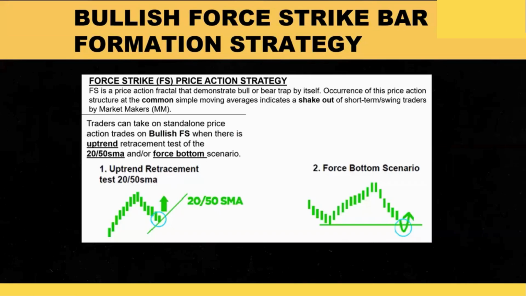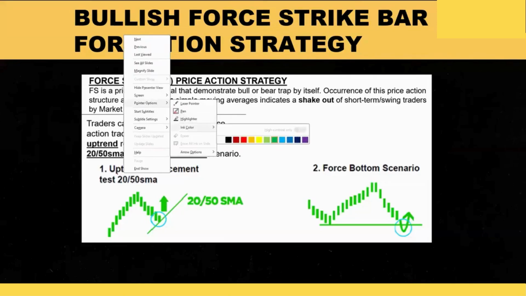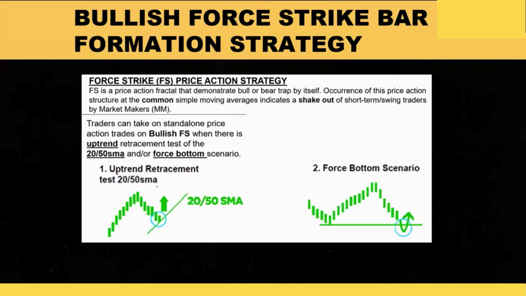There's two contexts that I'm going to trade the bullish FS. The bullish FS setup is an up to 6 bar price action formation, so it can be at least 3 to 6 bars. When I see the bullish FS formation, it doesn't mean that I just buy. I only consider the setup when it fulfills either one of these conditions, or both also can. We call it the context. The first context: uptrend retracement, test 20 50 SMA.